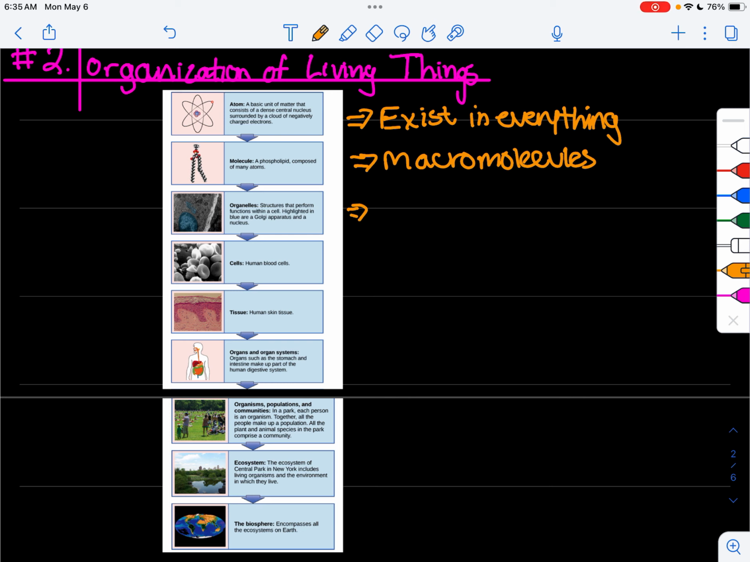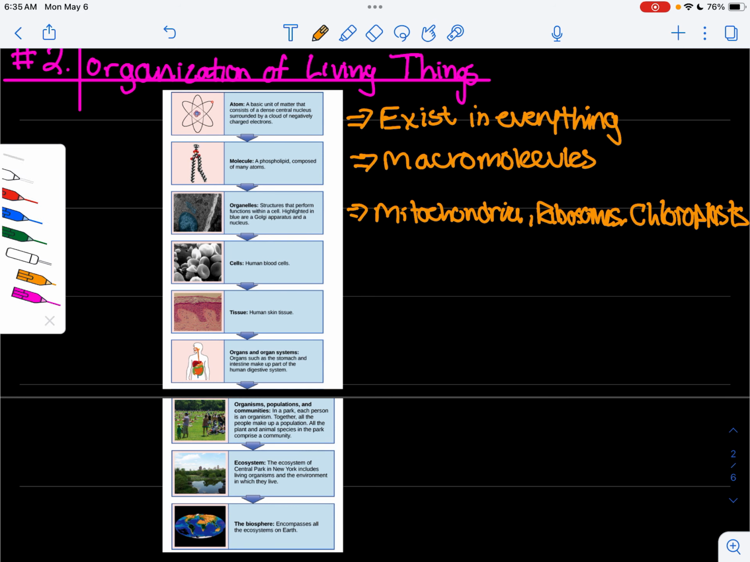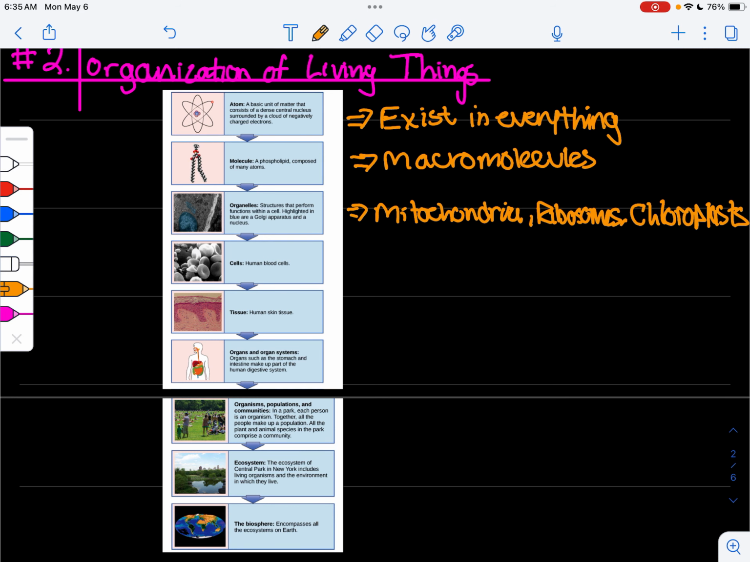So some organelles in a cell might include mitochondria, ribosomes, and maybe in plants, chloroplasts, just to name a few. Okay, there's more organelles. We talked about what a cell is already. A cell is the basic unit of life.